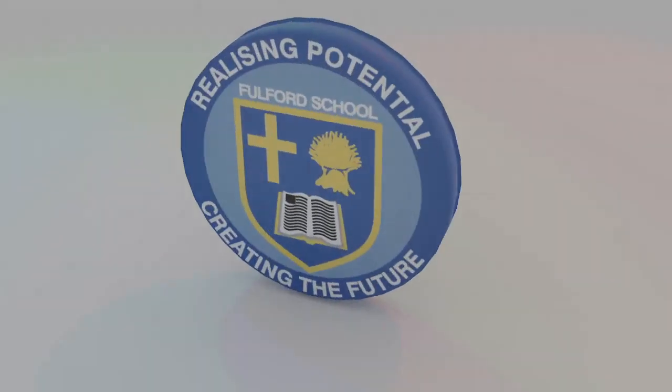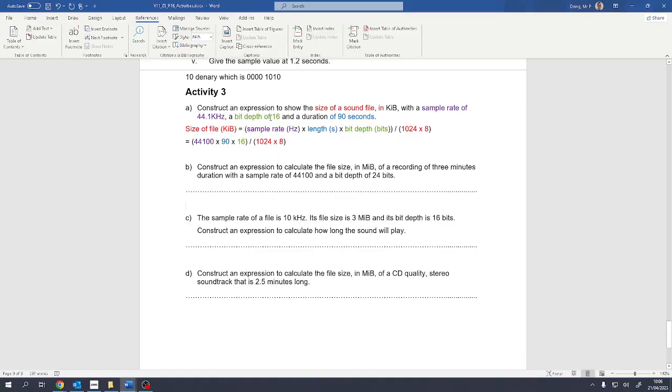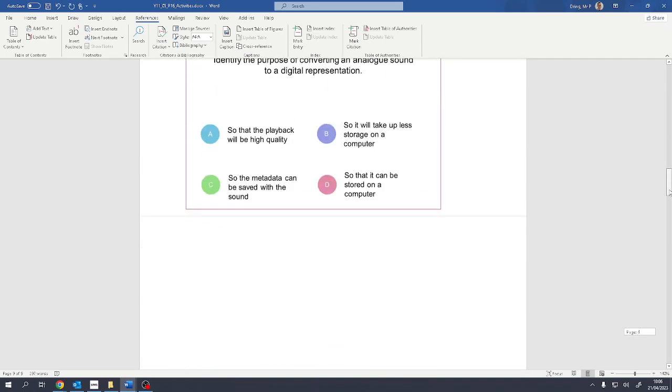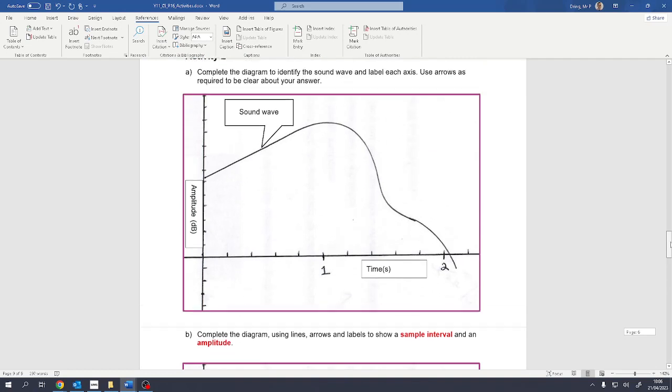All right, good morning. So today we are going through P16 of half term 9, I think it was. We'll have a quick scan through what we've got so far. We've talked about the terminology on here. I'm not going to go through that just yet.